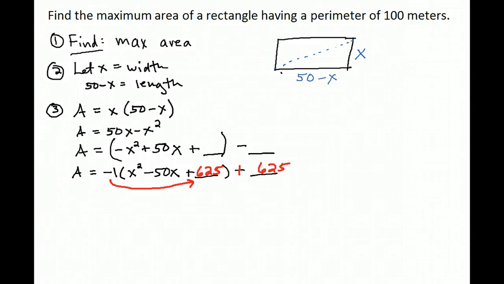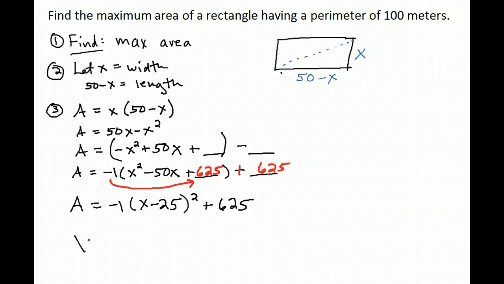So my equation ends up being A equals negative 1 times the quantity x minus 25, quantity squared, plus 625. So the vertex of this parabola is going to be (25, 625). Because it started with a negative, I know that my graph is an upside down parabola.